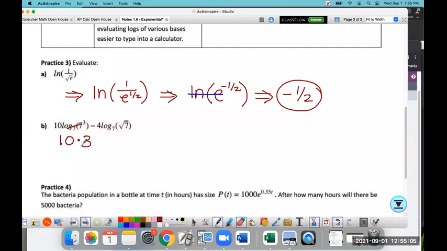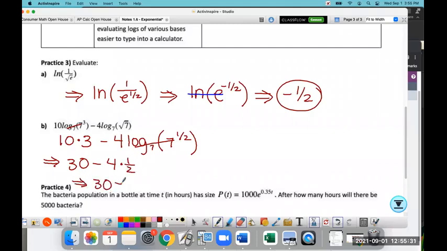In my other one, though, I'm going to have to rewrite that 7 or that square root of 7 in exponential form. So that would be 7 to the 1/2 power. Cancel out log 7 with the exponential base 7, and I'm left with 1/2. So that is 30 minus 4 times 1/2, which is 30 minus 2, which is 28. Next.